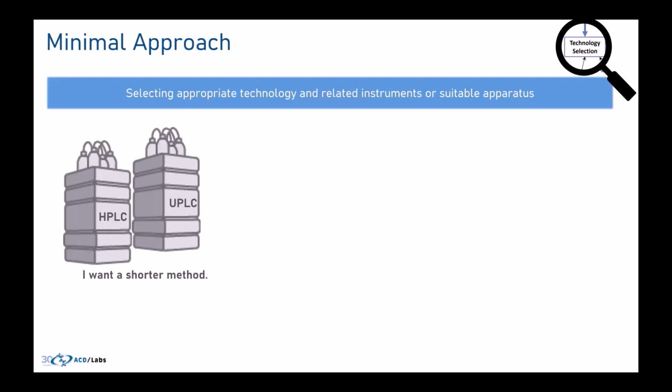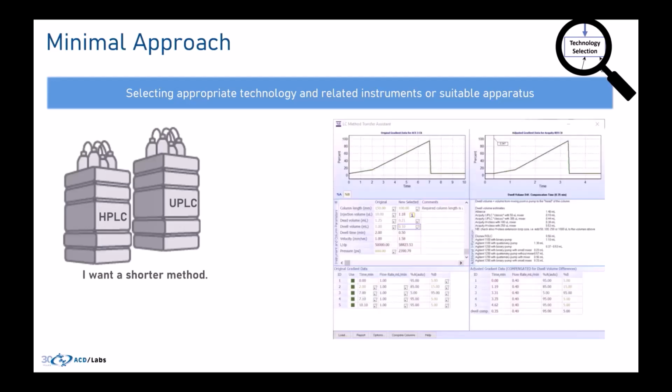Now, technology could also, like we said, refer to the instrument itself. So HPLC or UPLC, maybe you have a method that already worked for a similar compound, but it was developed on HPLC and you want a shorter method. So there's something that we call the method transfer tool, and that can help with this. So it will transform your HPLC method into a UPLC method. And if you actually wanted to try this out today, there is a free version on our website that you can test out.